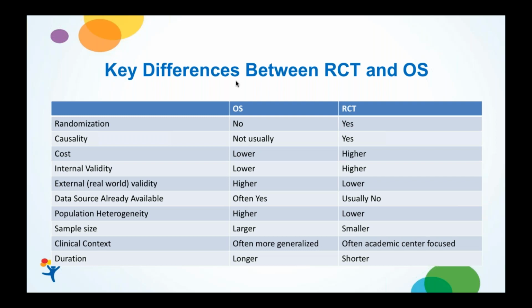protocol. So what this means is that the internal validity for RCTs is generally higher because it's more controlled, but the external or real world validity is often higher for observational studies.